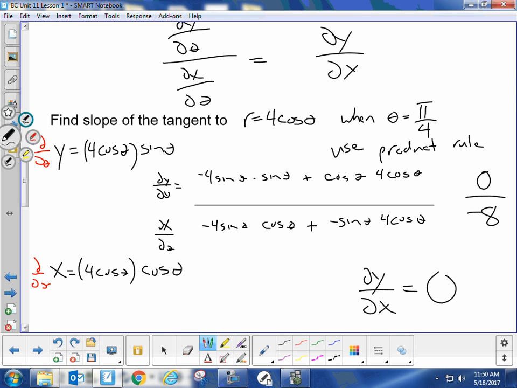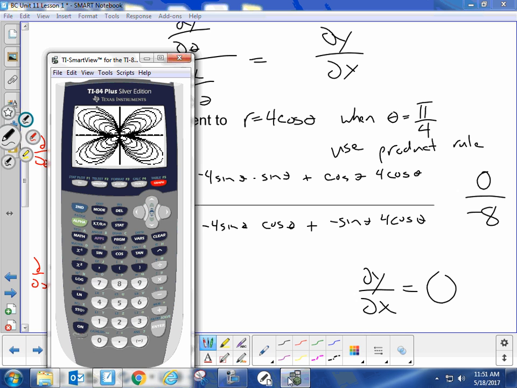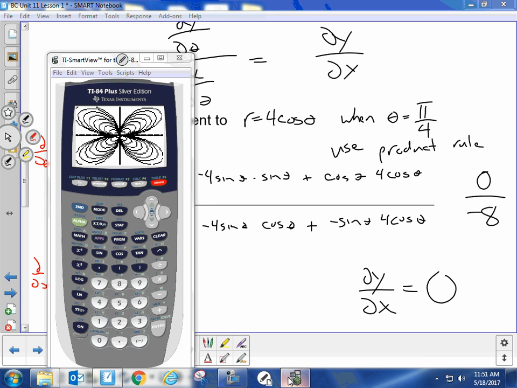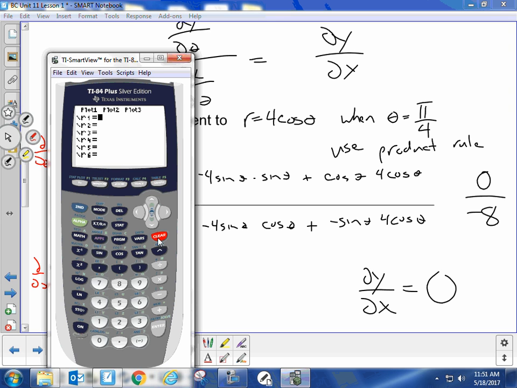When I have a derivative, a slope of a tangent, that equals 0, what does that appear like on a graph? Maxes or mins, right? Or what type of tangent? Horizontal tangent. Now go to theta is pi over 4 on 4 cosine theta. Do you see a horizontal tangent? 4 cosine theta ends up just being a graph.